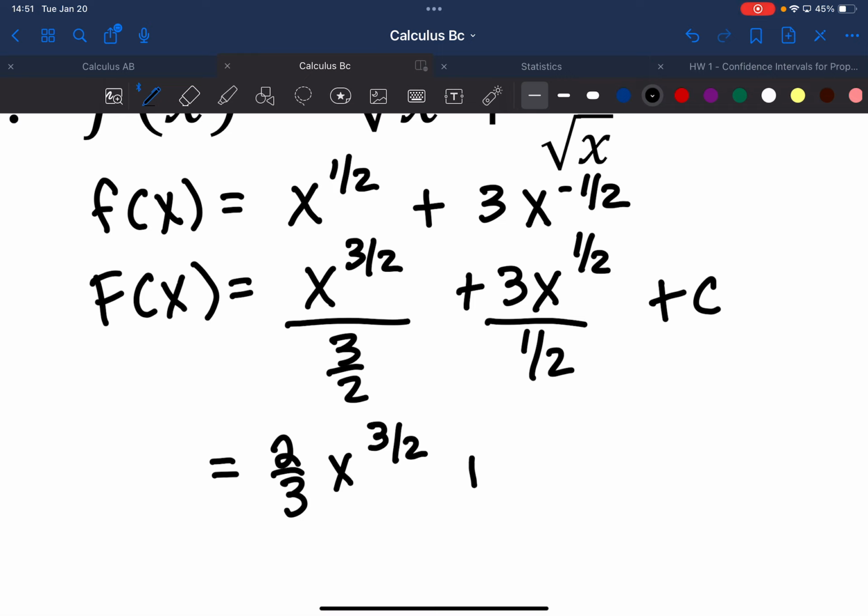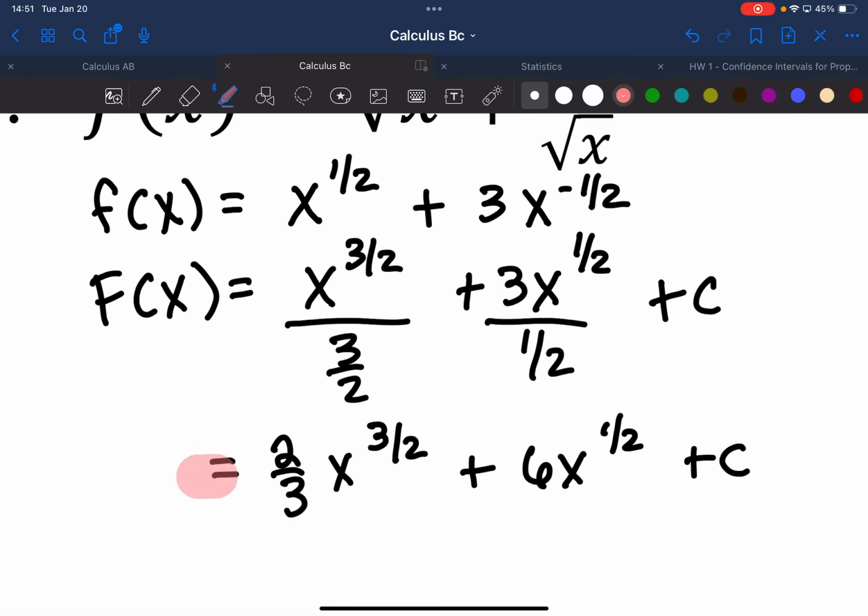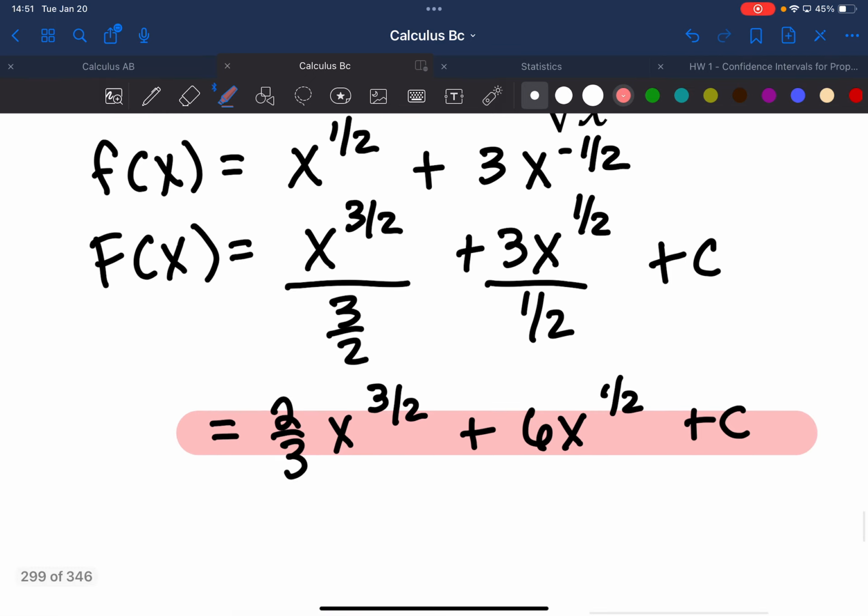Okay. Plus, how would this one simplify? 6x to the 1/2 plus c. That is our antiderivative. Okay, again, because when we divided by the 1/2, that's the same as multiplying by the reciprocal, so it would be 3 times 2, and that's how we got 6. Of course, you can also rewrite this and put it in terms of radicals if you wanted to. Okay, any questions on 1, 2, or 3?